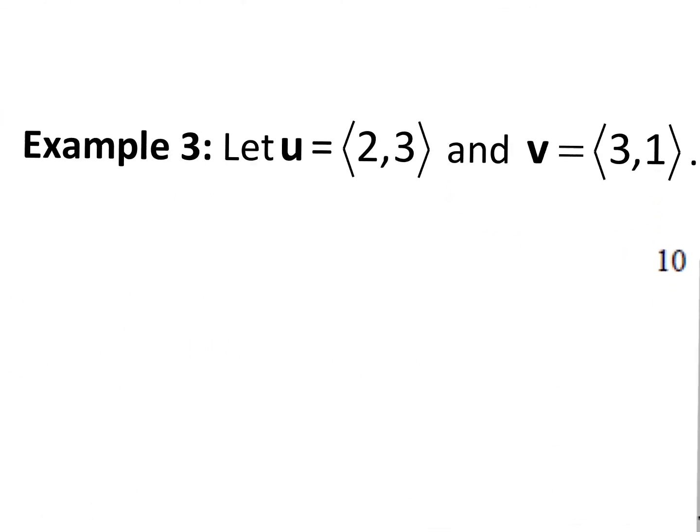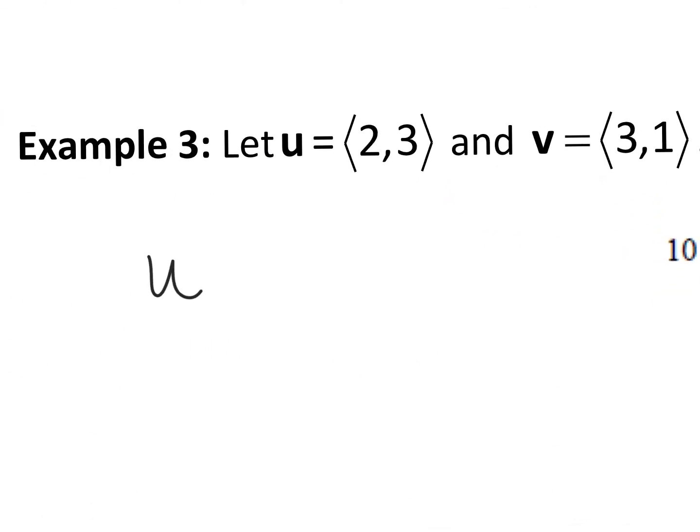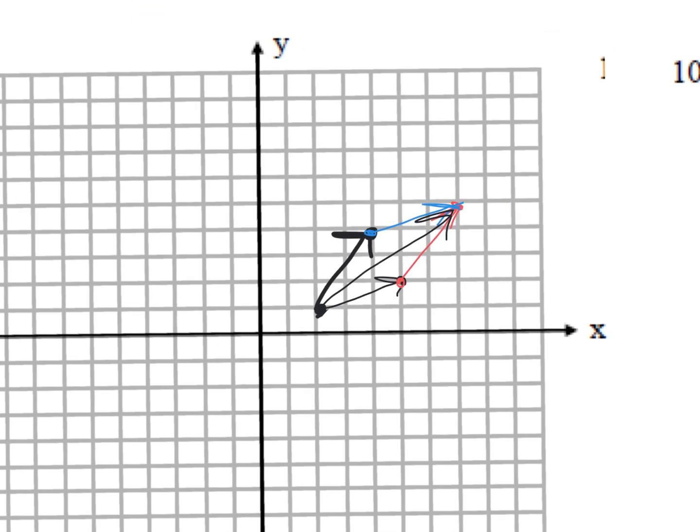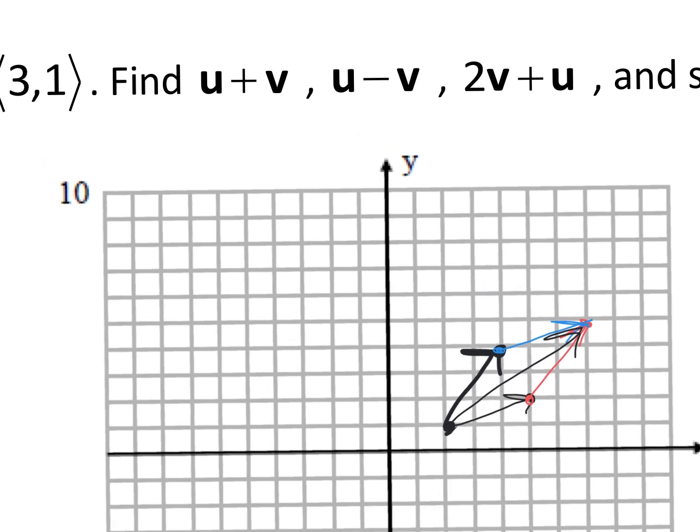As far as doing it algebraically, we would simply add the two together. So we'd have this new vector u plus v, and we could call it w, you could call it z, or you just call it u plus v. It would be 5, 4. And we could look over here that this new vector, if we looked at the components of it, is 5 in the x direction and 4 in the y direction.